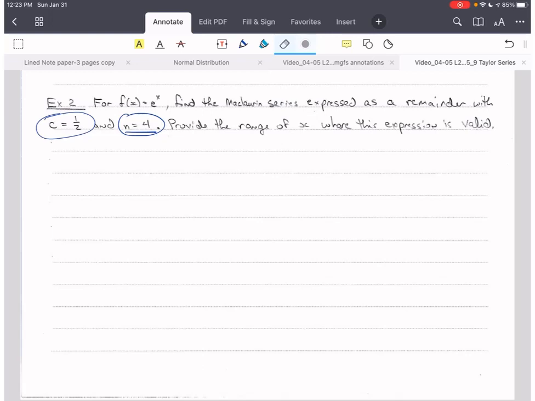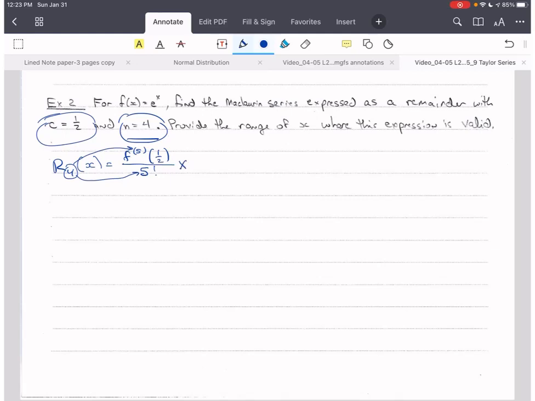Okay, so let's write out R sub 4 of x is equal to the 5th derivative of f at c, which is 1/2, over 5 factorial. So it's n plus 1, right? So these two are n plus 1. And then we have x minus a, which is x minus 0. So that's x to the n plus 1, which is the 5th.